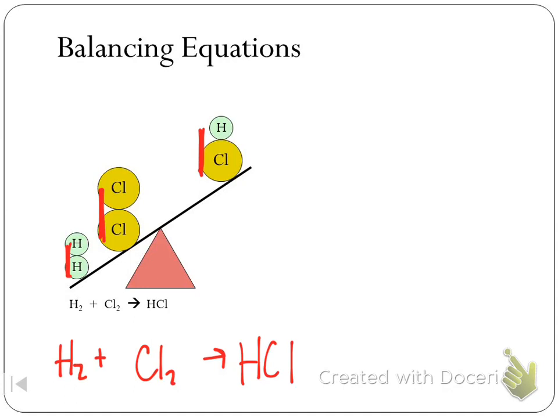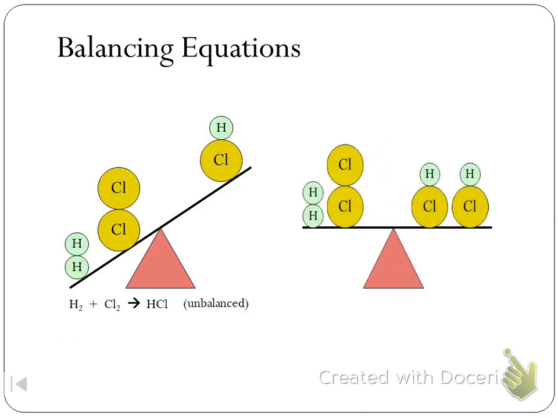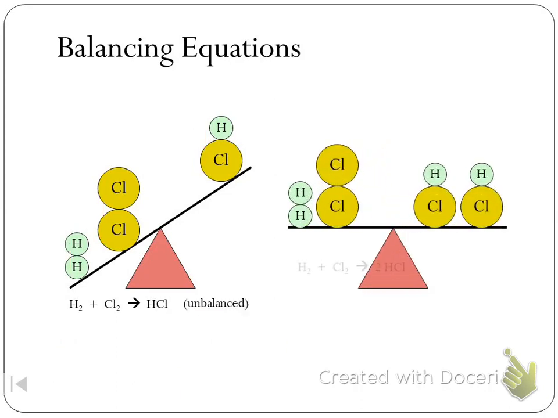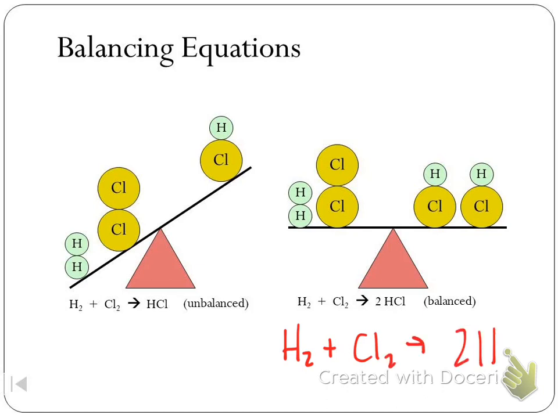What needs to happen? We need another hydrogen and another chlorine on the right side. So what would we do to our chemical formula to help us do that? We'd add a coefficient of 2. And that would add us another hydrogen and another chlorine. H2 plus Cl2 yields 2HCl. Pretty simple, right? And with the visual here, it was really easy for us to see.